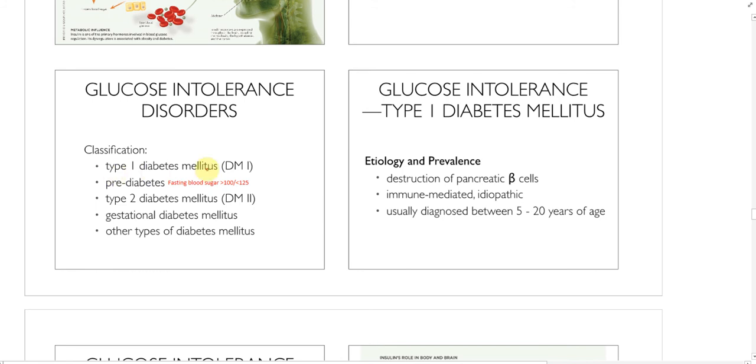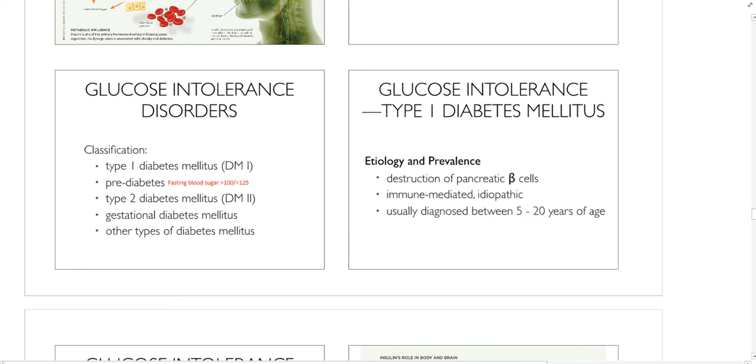And we have type 1 diabetes, type 2 diabetes, pre-diabetes, which is designated as having a fasting blood sugar of between 100 and 125. We can have temporary gestational diabetes, and there are other types of diabetes as well. With type 1 diabetes, there is destruction of the pancreatic beta cells, and the beta cells are the ones that produce insulin. This is an immune-mediated issue, or it could be idiopathic, where we just don't know what is going on. And it's usually diagnosed early in life.